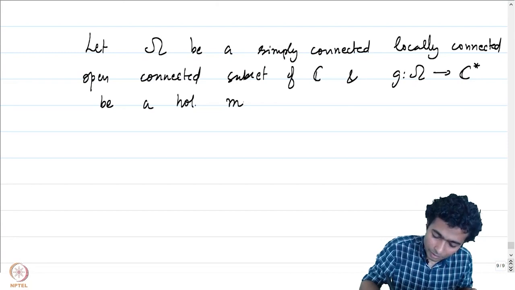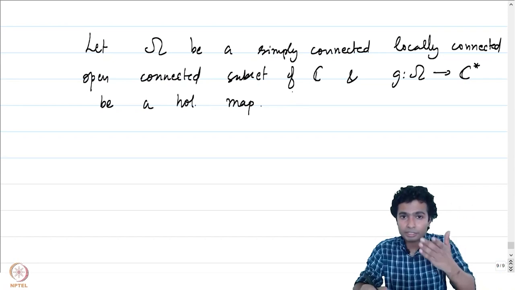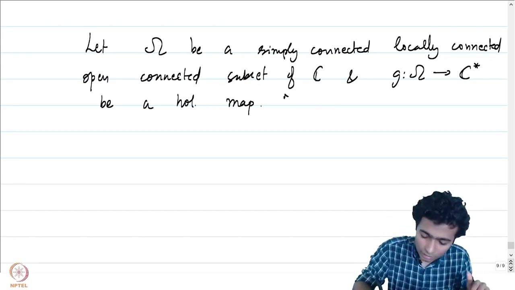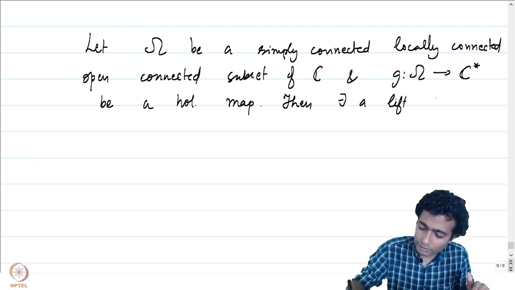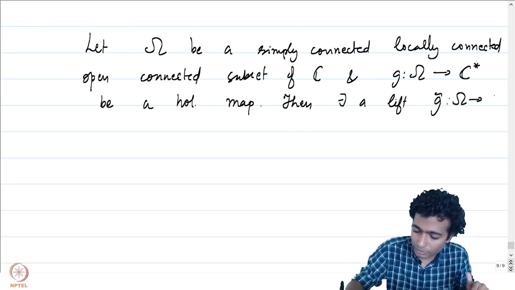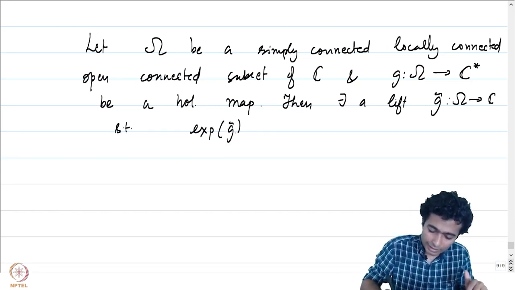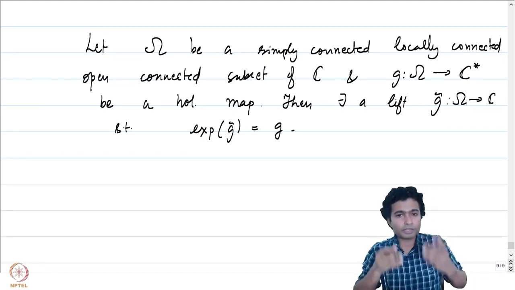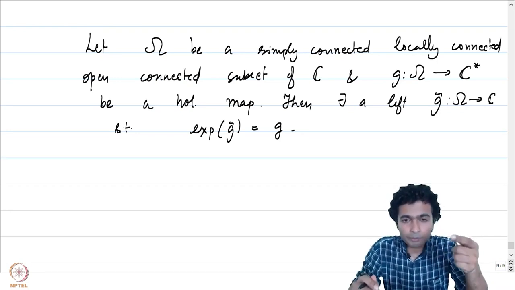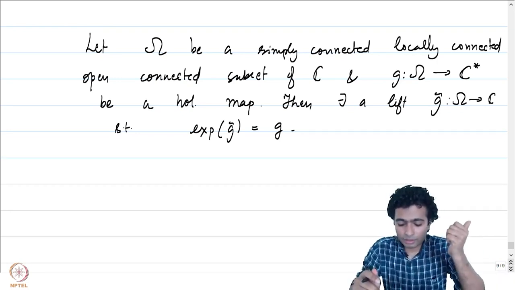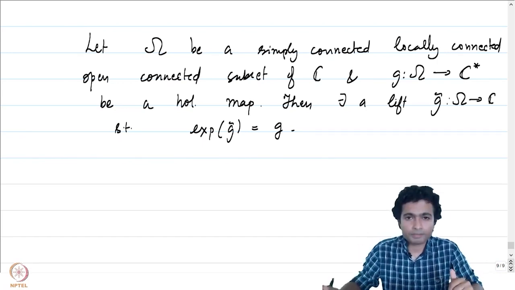a holomorphic map. We also have that exp is a covering map from C to C star. The conclusion is that then there exists a lift g tilde from omega to C such that exp of g tilde is equal to g. And if we prescribe the lift at one point, g tilde is uniquely determined. And that's precisely what we had done while we discussed the branch of the logarithm. Let me stop.